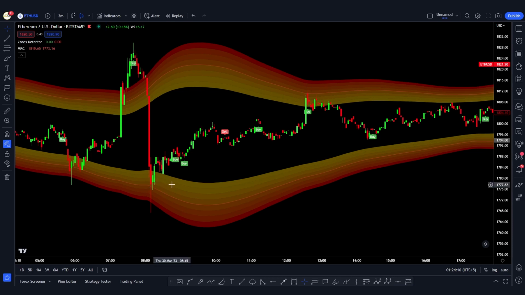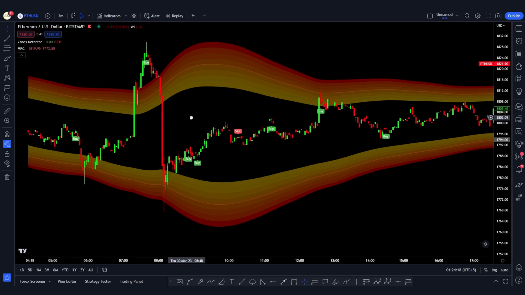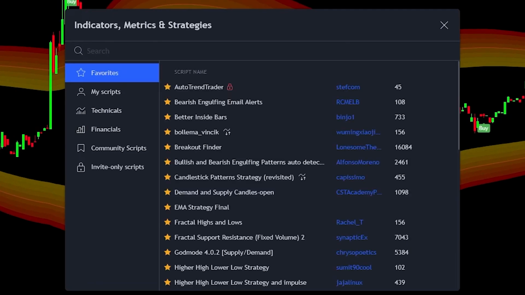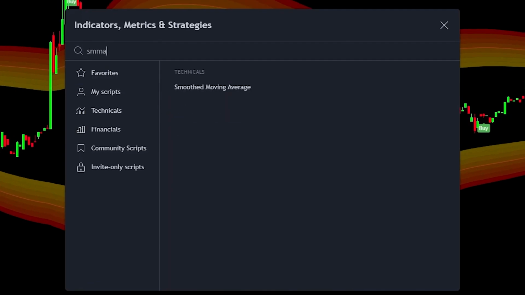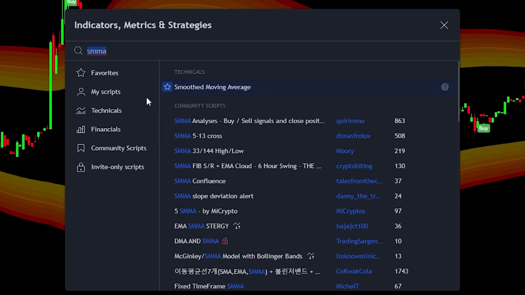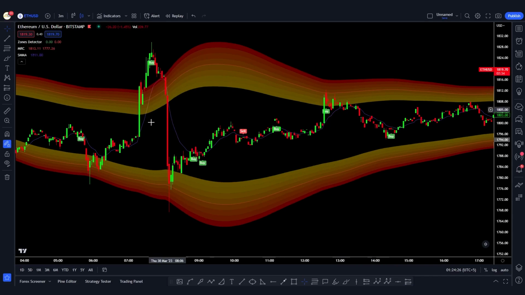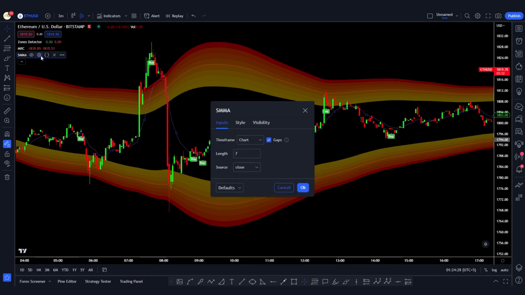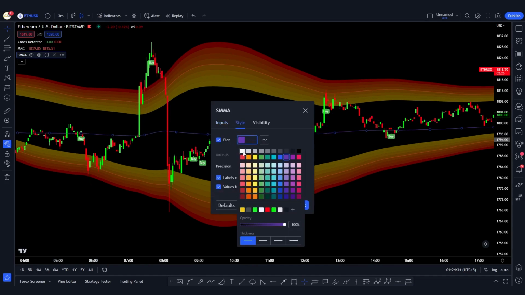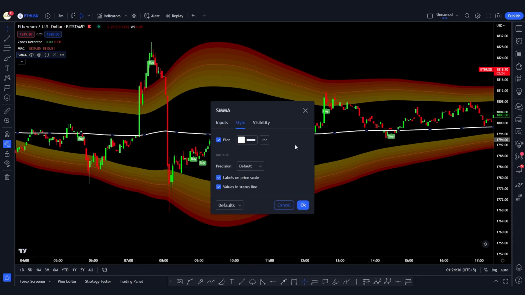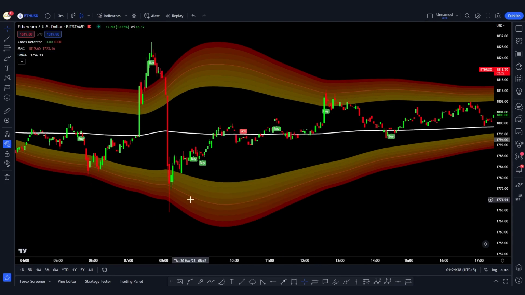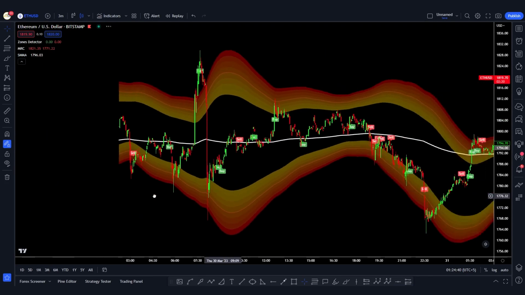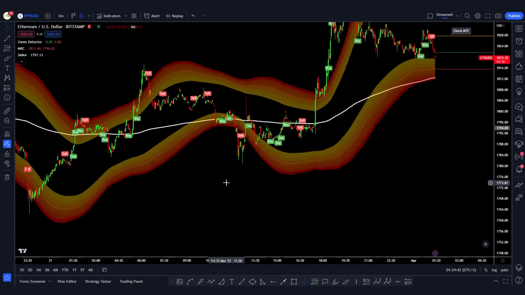Now let's go ahead and add the third indicator that we're going to need for this strategy, and that indicator is a smoothed moving average indicator. Now it's made by TradingView, so we're going to add this to the chart, and inside the settings of this indicator we're going to go here and we're going to change this length from 7 to 200, and also in the style we want to change the plot color and plot thickness a little bit. So once we hit OK, you can see that the line has been plotted to the chart, and as you can see that the line has become thicker.